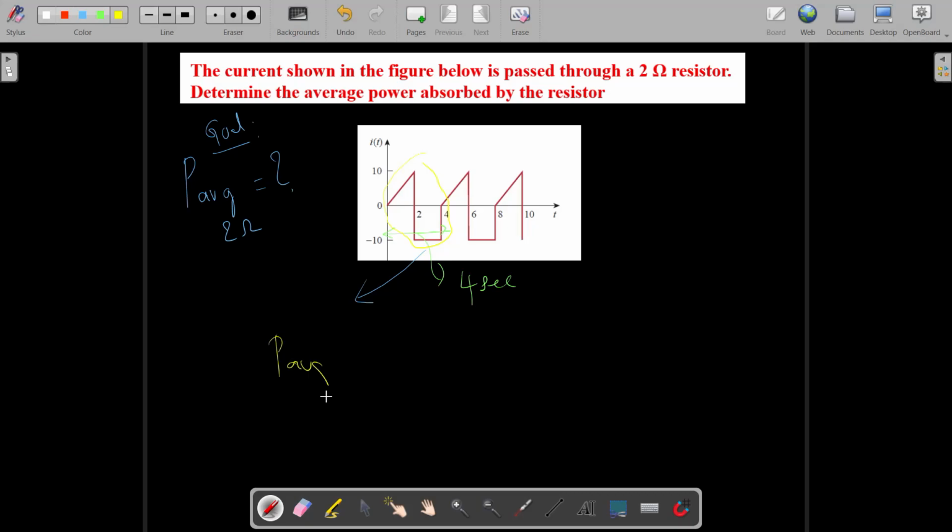Now the formula is going to be 1 by T naught, integration over T naught, x square of t into dt. This is only true if R is equal to 1 ohm, correct? But in the question they have given R is equal to 2 ohms, right? So now we have to consider this R also. So let us go to the next page.